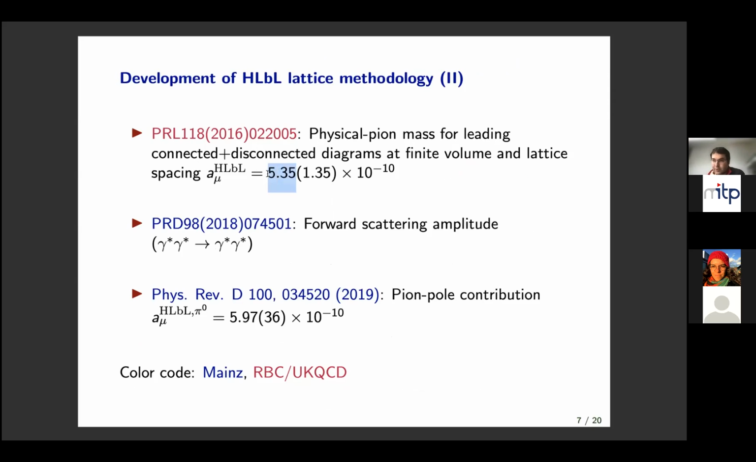And you see that this is actually a bit smaller than what the Glasgow consensus, for example, was. But this was just at a single volume and at a single lattice spacing, and it was with the QED-L method, so one would expect rather large finite volume errors.